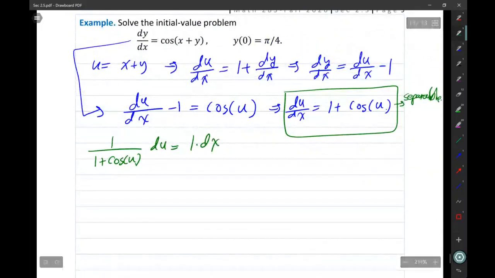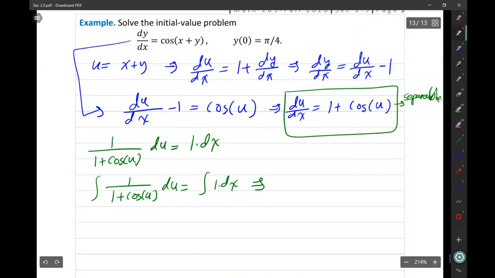Now the integral of 1 over 1 plus cosine u du is equal to the integral of 1 times dx. This equation implies that to integrate 1 by 1 plus cosine, if you remember in Calculus 2, section 8.1, example number 5 in my lecture notes, you will see this one exactly integrated there.